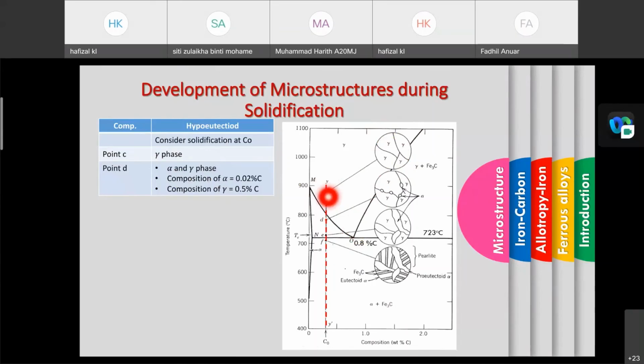During the process of solidification, the gamma will transform to alpha in this region. So during the process, we can see that at point D, there is the coexisting of the alpha and gamma phase. In this region, the coexisting of these two phases, we can see the starting of the existence of the alpha at this nodular something like this.